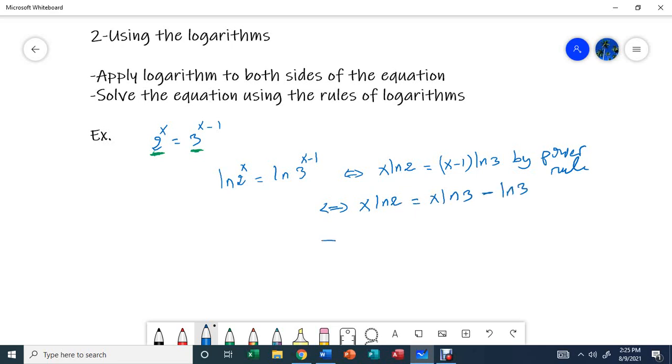Then I'm gonna collect the terms with x on one side. So subtracting x ln of 3 from both sides, I end up with x ln of 2 minus x ln of 3 equals negative ln of 3.